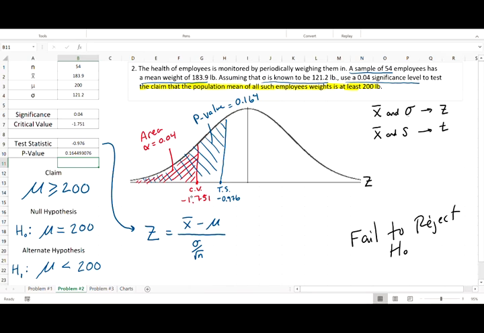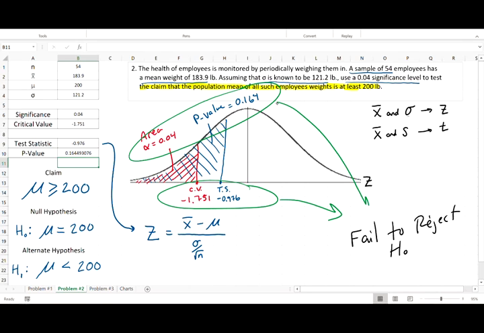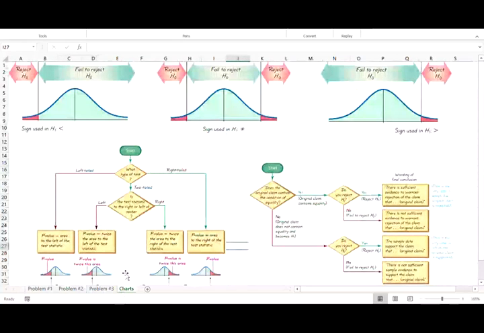Or the critical value is more extreme than the test statistic. Again, we fail to reject the null hypothesis. Again, it's two ways of doing the same thing. You either compare these two or you compare these two. They both tell us to fail to reject the null hypothesis, or the sample data is not strong enough to reject the null hypothesis.